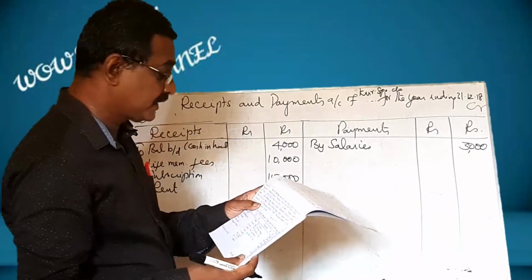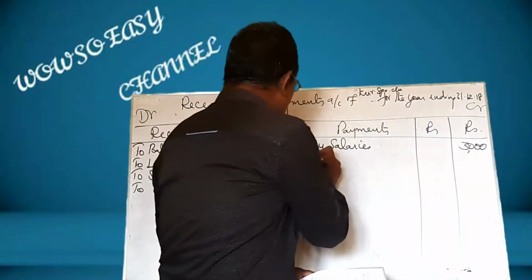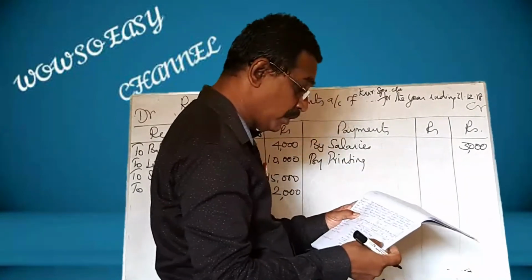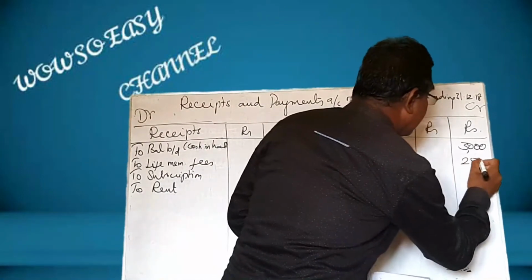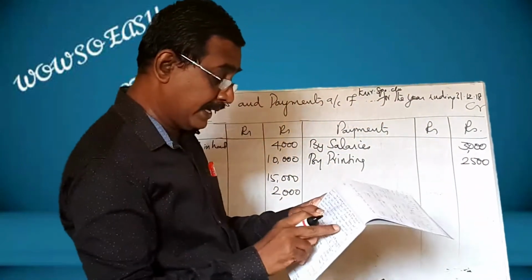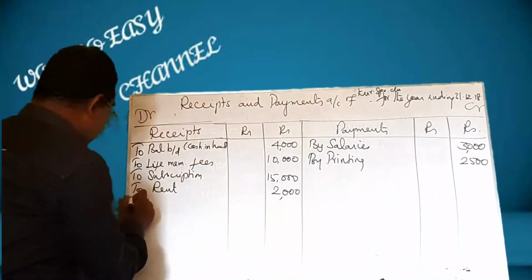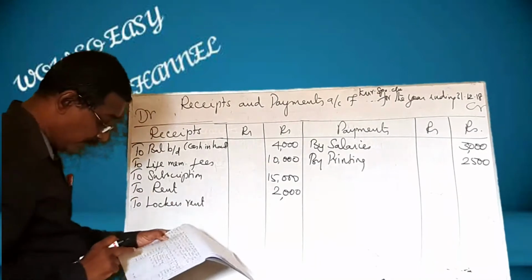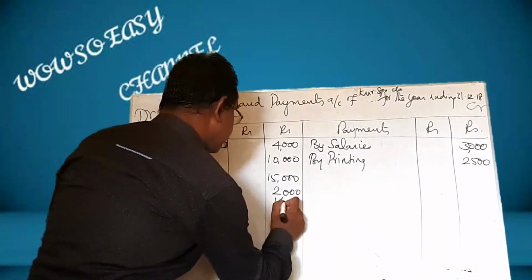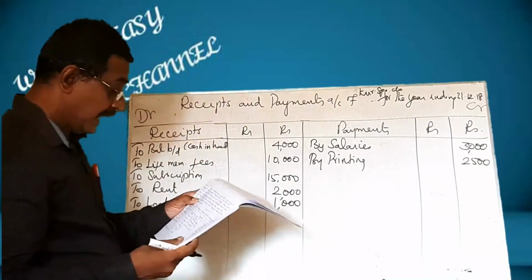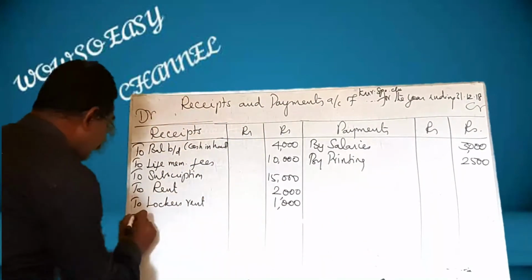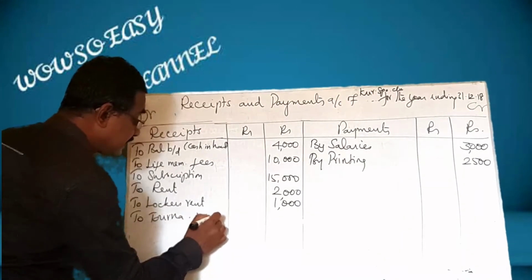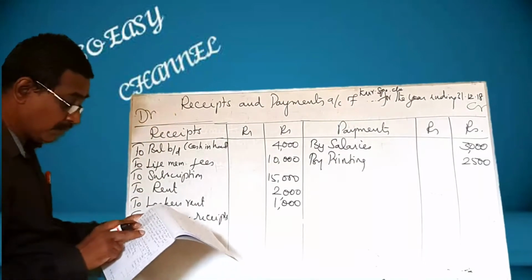And paid for printing charges. It is a payment, so by printing. What is that amount? 2,500. And locker's rent received. It is a receipt, so to locker's rent. What is that amount? 1,000. And tournament receipts. To tournament receipts. What is that amount? 14,000.